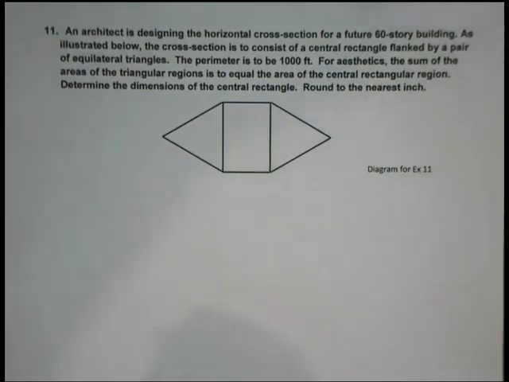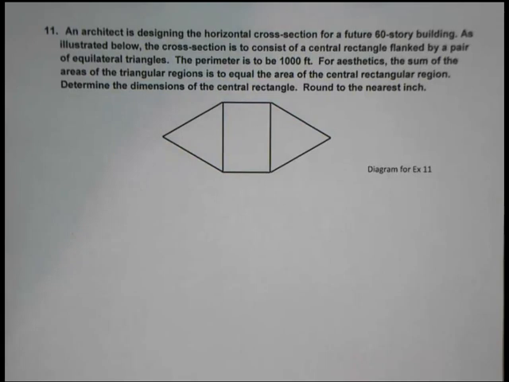Exercise 11. An architect is designing the horizontal cross-section for a future 60-story building. As illustrated below, the cross-section is to consist of a central rectangle flanked by a pair of equilateral triangles. The perimeter is to be 1,000 feet. For aesthetics, the sum of the areas of the triangular regions is to equal the area of the central rectangle region. Determine the dimensions of the central rectangle. Round to the nearest inch.